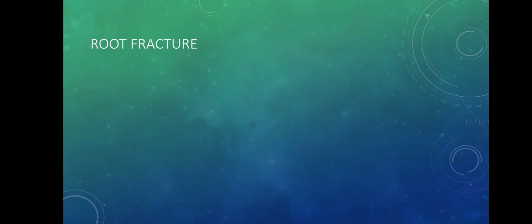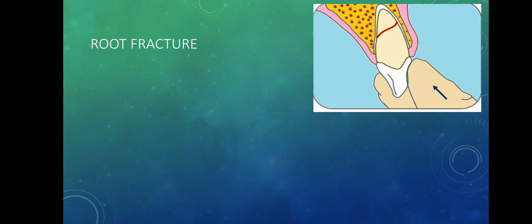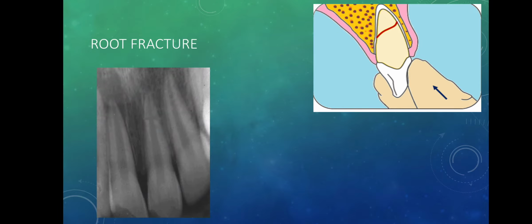Now coming to root fractures, we will be talking about horizontal root fracture. This is one of the situations where we may need more than one PA. The reason is that an X-ray is a 2D image of a 3D object, so if the X-ray beam is in alignment with the fracture line, you might not actually see the fracture line on the X-ray.